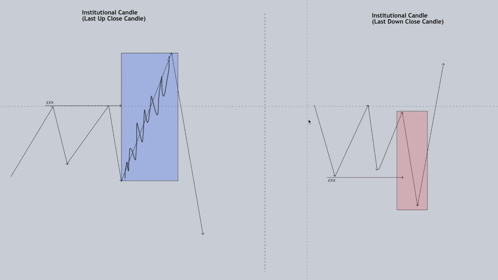You're going to see lows being created, money being placed, or stop losses being placed beneath this area over here, beneath this area down here. And then what you're looking for once again is that move that runs out liquidity. That's the move. That's what makes it an institutional candle, because they sell before they buy.